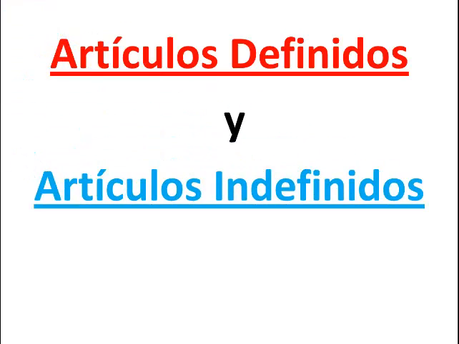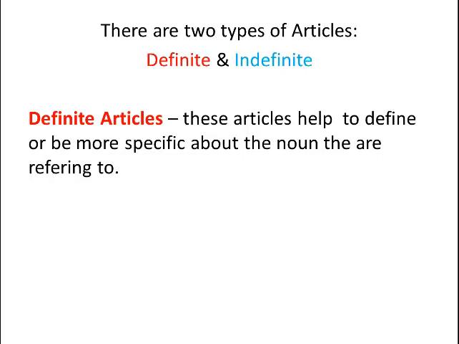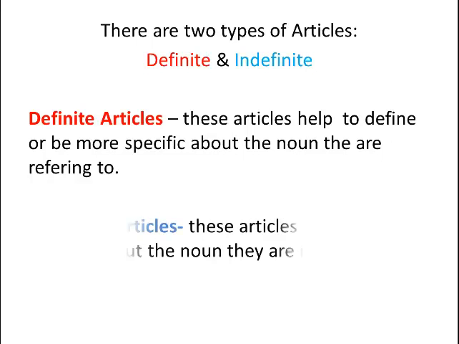We've got artículos definidos, definite articles, y artículos indefinidos, indefinite articles. Well, what does definite and indefinite mean? ¿Qué significa definido versus indefinido? Well, we've got two types of articles. We've got the definite and the indefinite articles. Definite articles are articles which help to define or be more specific about the noun that they're referring to. They're simply more specific about the noun.